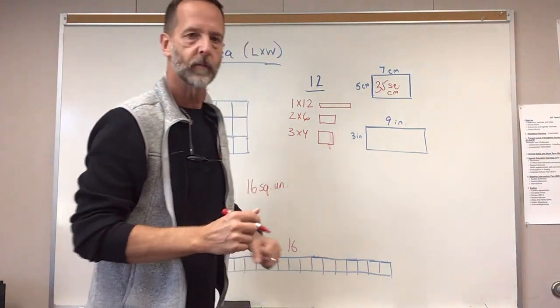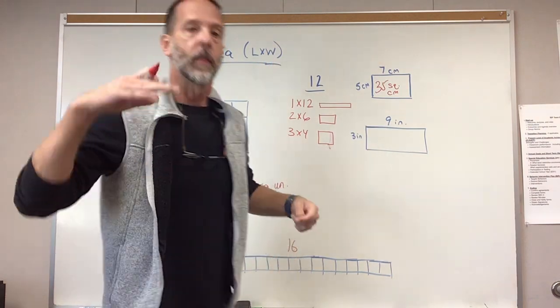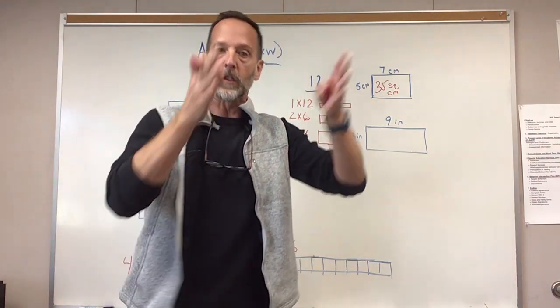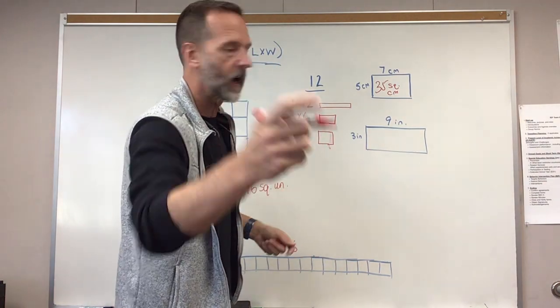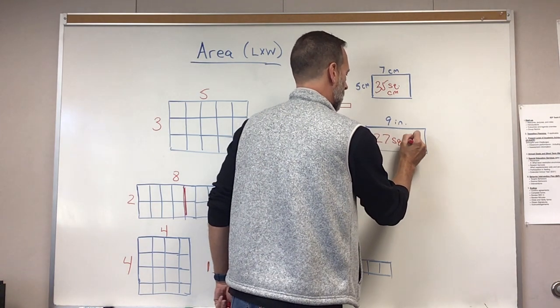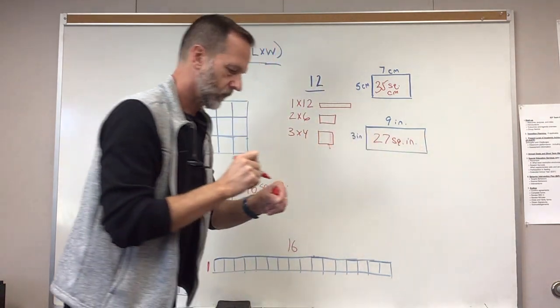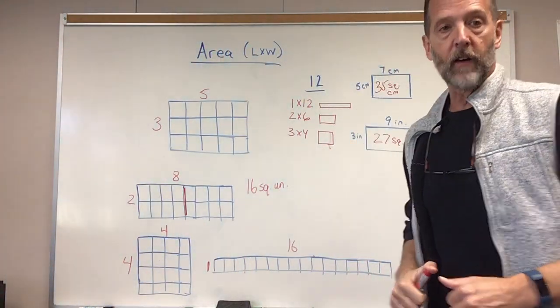Take a look at this one. The length is 9, the width is 3, okay? 3 rows, how many in each row? 9. 3 times 9, gotta know your facts. 3 times 9, 27. 27 square inches, okay? No real mystery to area, gang.